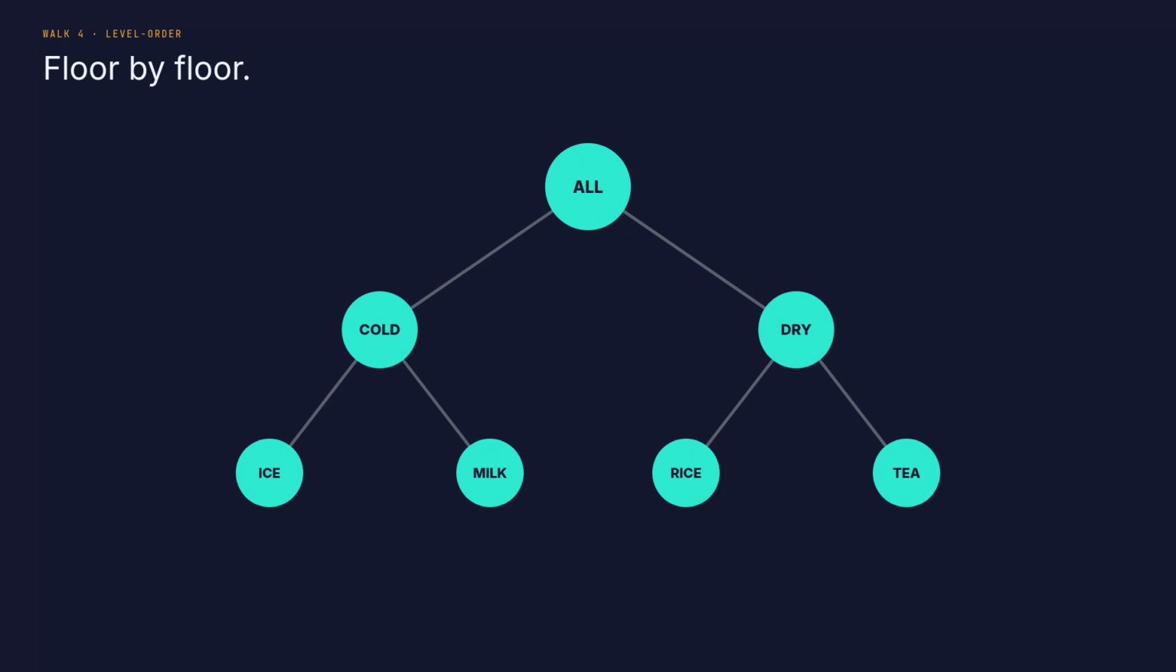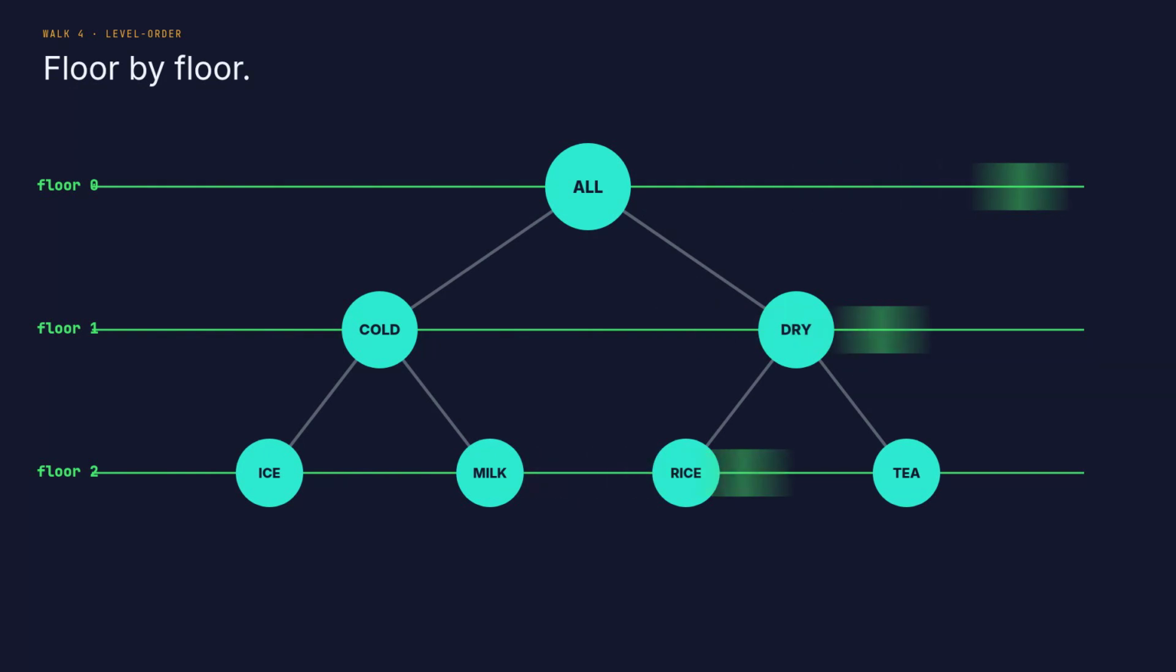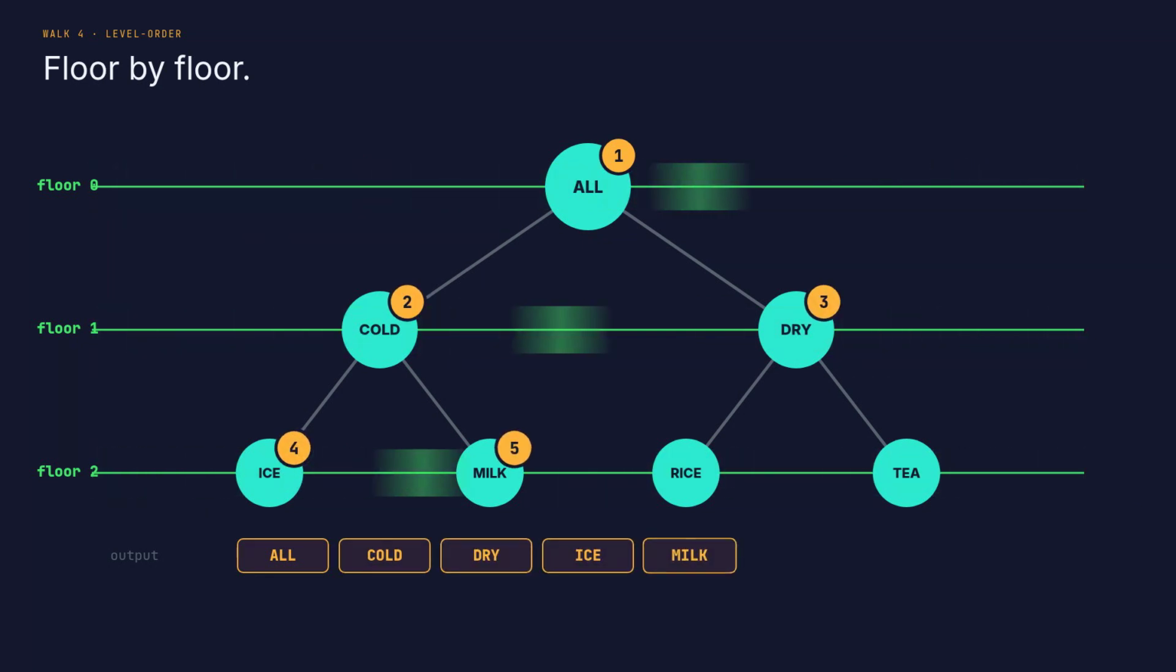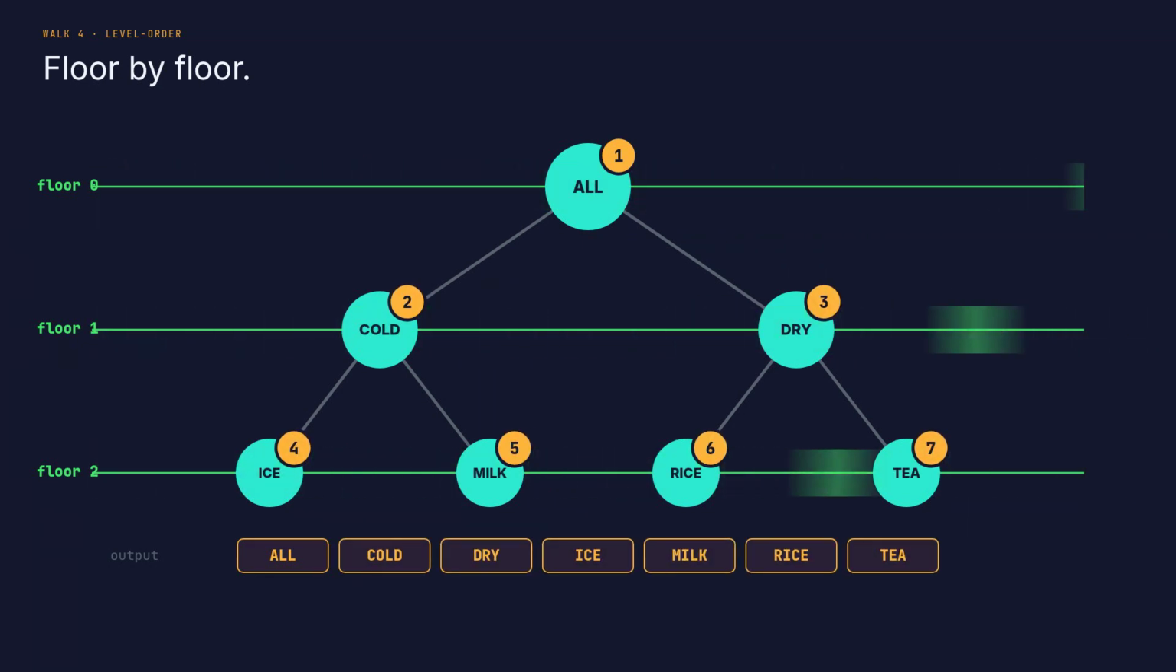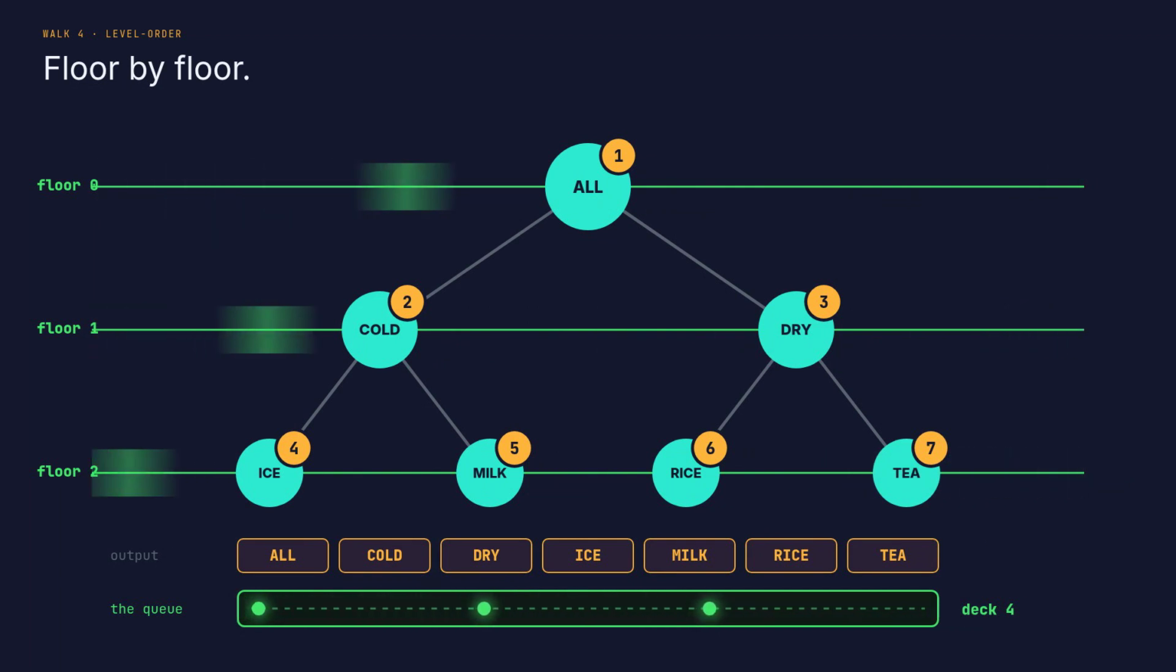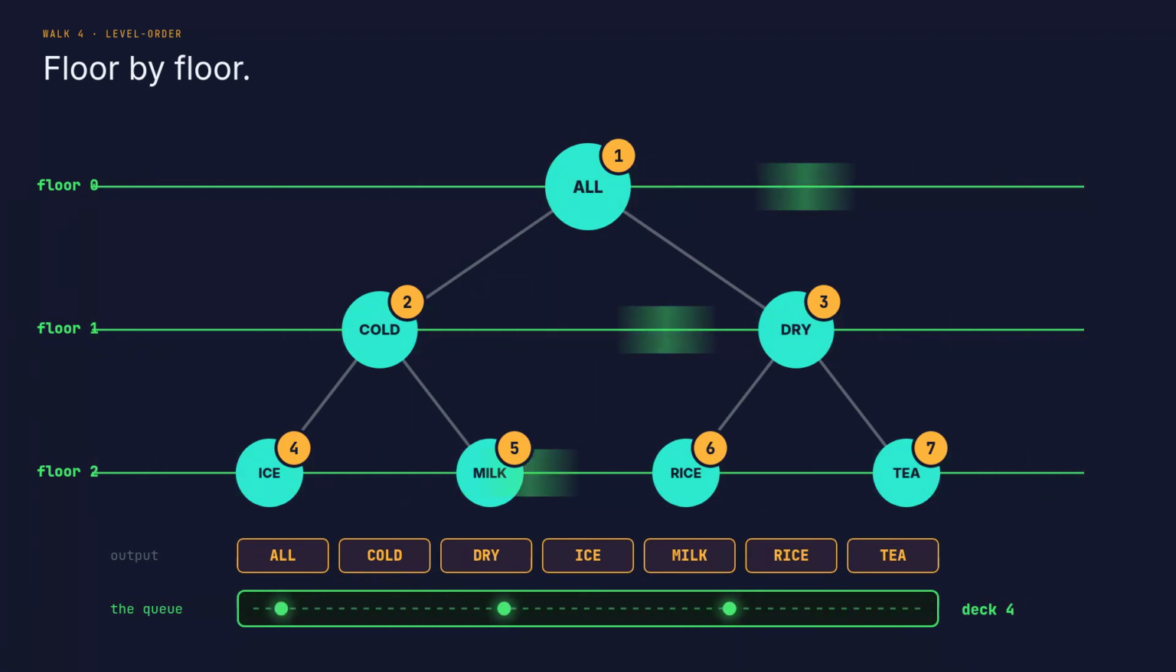And the 4th walk is the odd one out. Level order doesn't dive down at all. It reads the tree floor by floor, left to right. So the root first, then everything on level 1, then everything on level 2. And here's the nice part. To pull this off, you need a queue, the conveyor line from deck 4. You push the root, pop it, push its children, and repeat. 2 structures, 1 job.